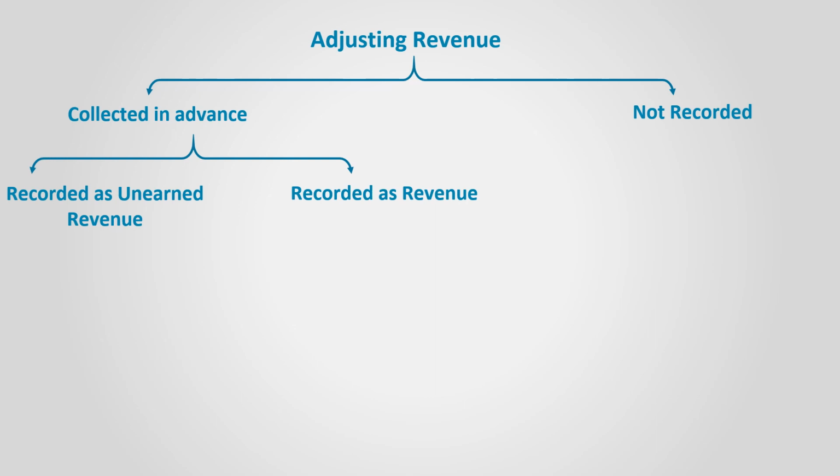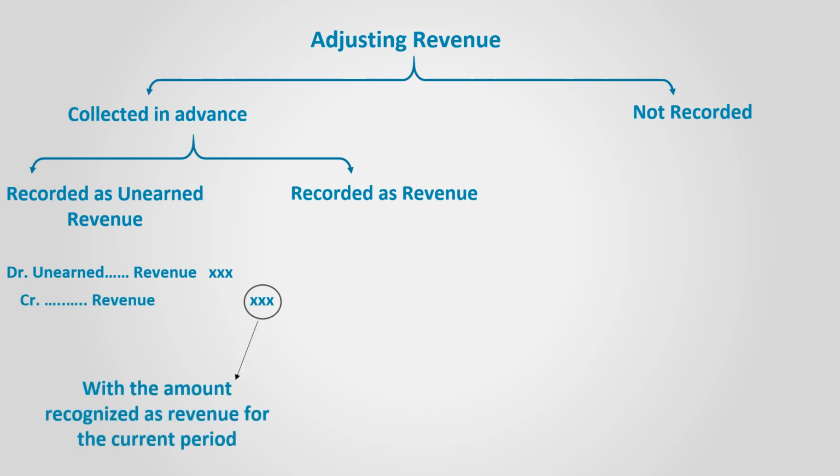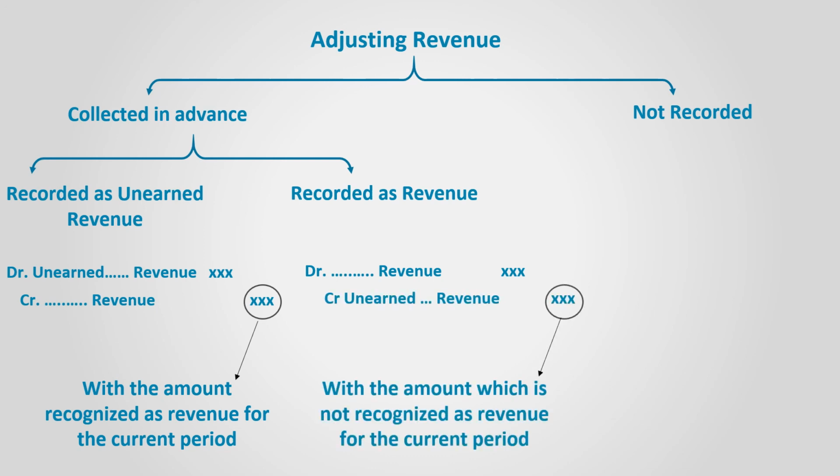If it is recorded as unearned revenue, the adjusting entry would be to reduce the liability, which is unearned revenue, and credit the revenue account by the amount recognized for the work that is completed within that period. If the amount was initially recorded as revenue, then we need to reduce the revenue by the amount which is not recognized as revenue yet, since the whole amount was recorded as revenue before. So the revenue account is debited and a liability is created by crediting the unearned revenue account by the amount of work which is not yet carried out.